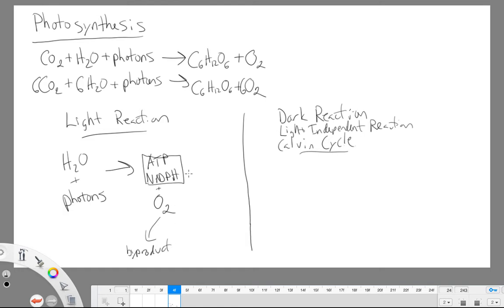And now this ATP and NADPH, they are going to help power the dark reaction or this light independent reaction or Calvin cycle. Right? And with that, in this Calvin cycle, carbon dioxide is fixed, and this is, again, through the use of ATP and NADPH, to create that glucose molecule.